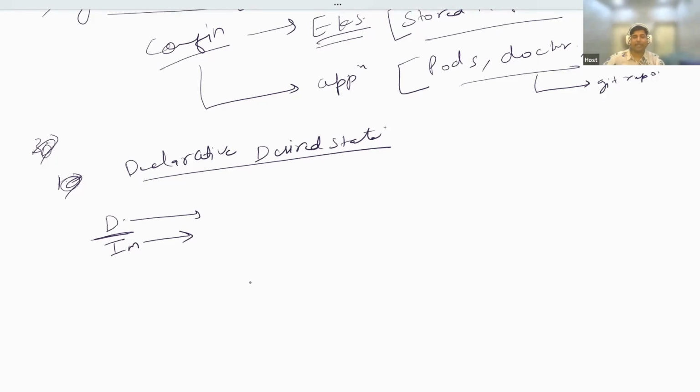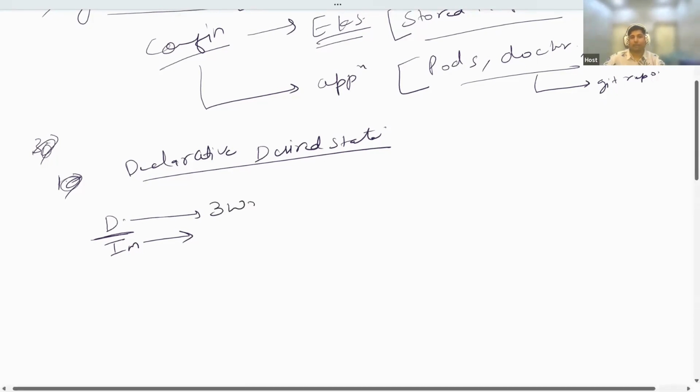Final state is something like that. At the end, I want there to be 3 worker nodes in my Kubernetes cluster, and each one should have 30 GB of storage. Okay, so these are the final state I'm writing. This is my desired state.